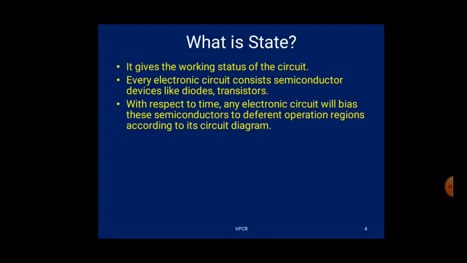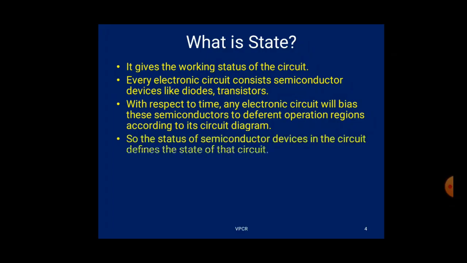Similarly for transistors, we have three operational regions: active region, saturation region and cutoff region. So whenever a circuit is there, it must have some semiconductor device. Of course, some circuits may not have these active components, but most electronic circuits do. With respect to time, any electronic circuit will bias these semiconductors to different operation regions according to its circuit diagram. So the status of the semiconductor devices in the circuit defines the state of that circuit.